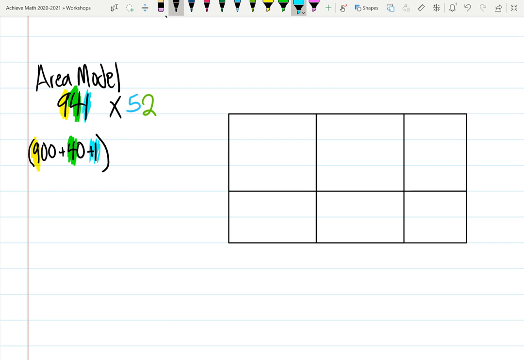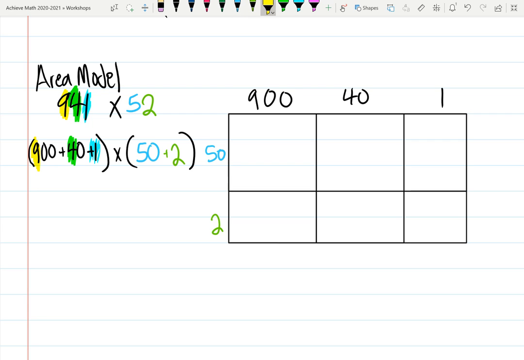And I'm going to multiply it by 52. And again, I'm going to represent this in expanded form. This becomes 50, and this becomes 2. Now, I'm going to go ahead and fill out my model. Going to put 900, 40, and 1. And I'm going to go ahead and put 50 in sky blue, and keeping everything consistent.